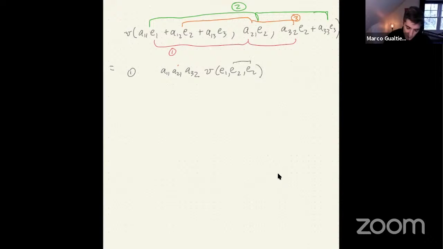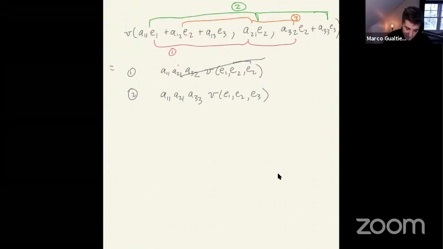But there's a repetition here, so this term goes away. The second term doesn't have a repetition. So this will have A11, A21, A33 times V of E1, E2, E3. Actually, I wanted, it's okay. Let me do it again. I just pick the worst possible example.